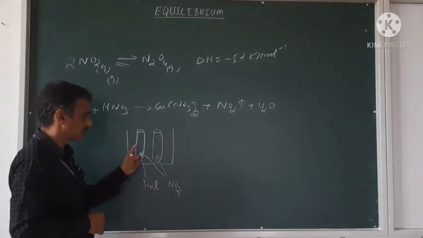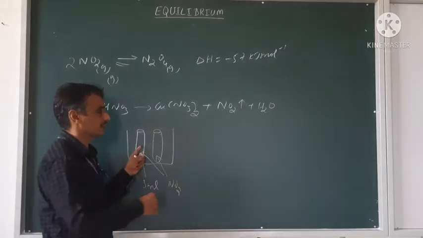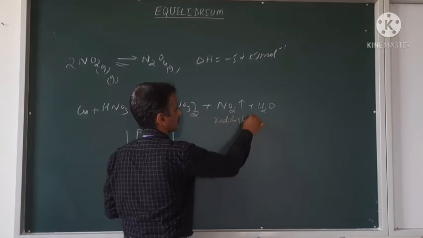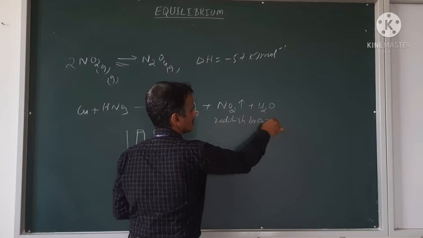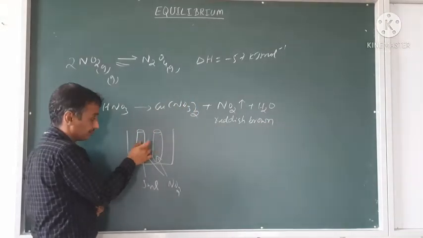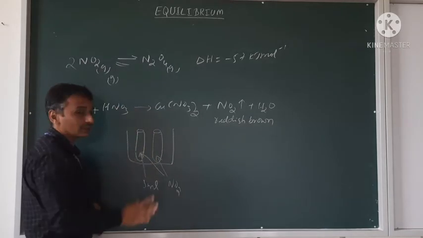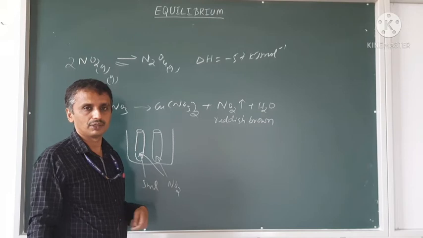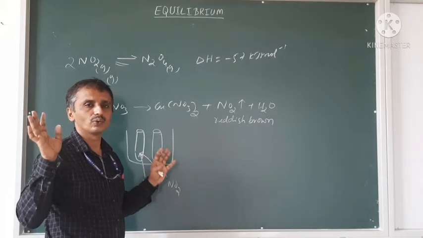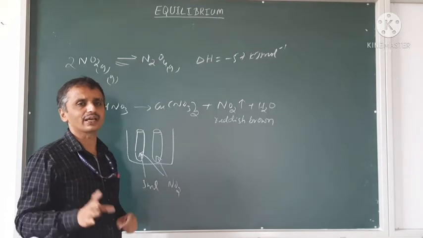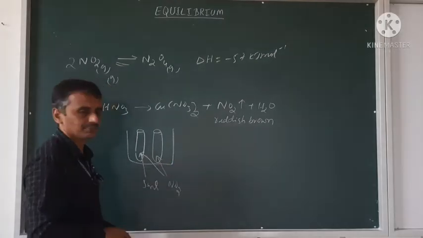But the thing is that NO2 gas is a reddish brown gas. Here, the intensity of the color in both test tubes should be the same, meaning the NO2 gas present there should be almost the same. The intensity of the brown color should be the same.